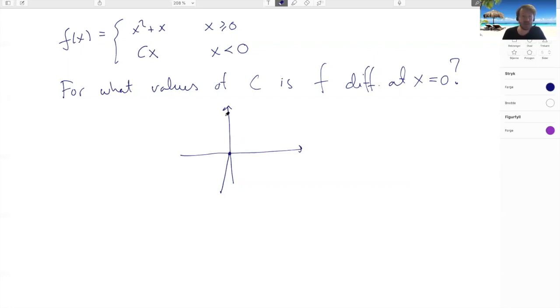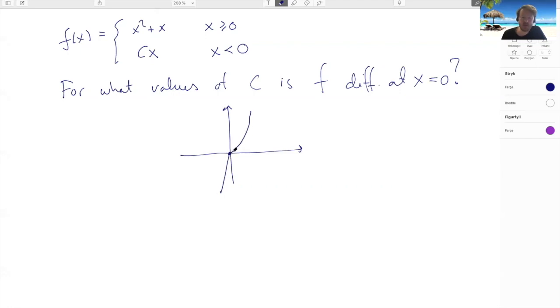And then this piece is like x squared plus x. So it's like x squared moving a little bit faster like this. And the point is, to have a derivative at the origin, the graph needs to be smooth. It can't have any pointy bits. We're basically now asked to figure out the value of c so that there's a smooth transition between this part of the graph and that part of the graph.